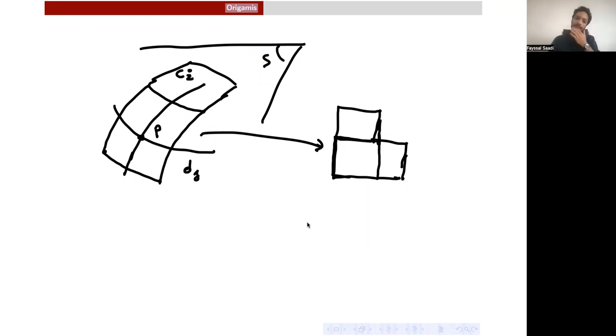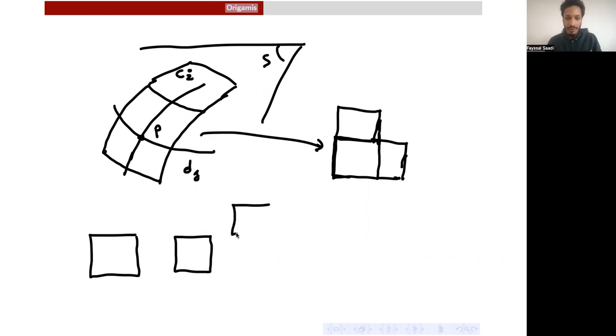And actually, an origami you can always see as many squares, and then you decide which edge goes to which edge. So let's say this one is identified to this one, to this one, to this one, and so on. So that means that if you have two multi-curves, you can see it as an origami.